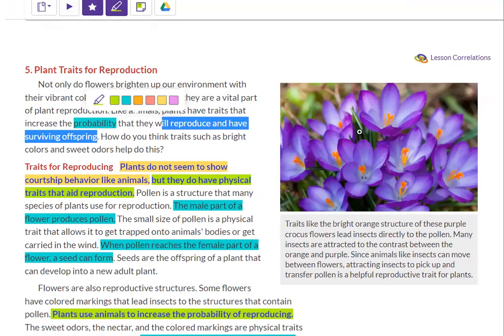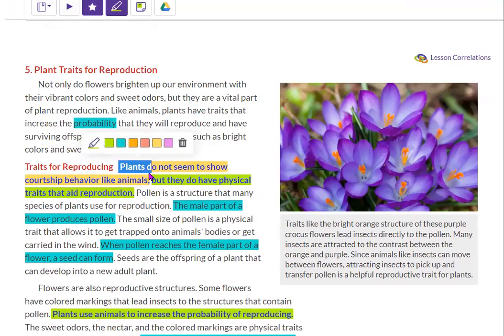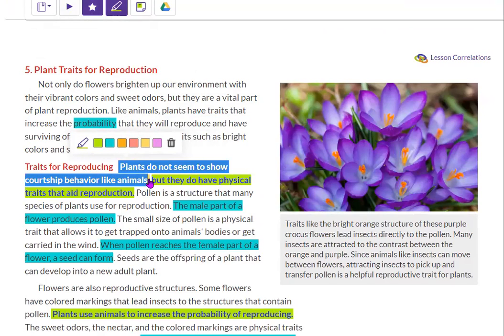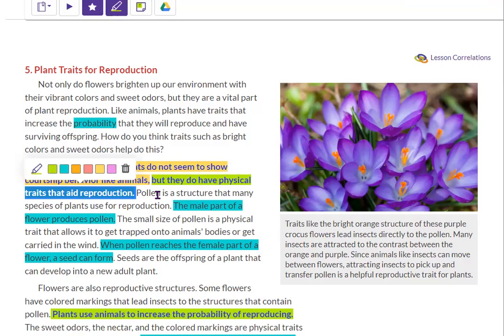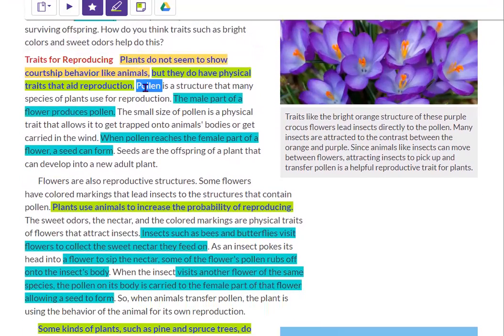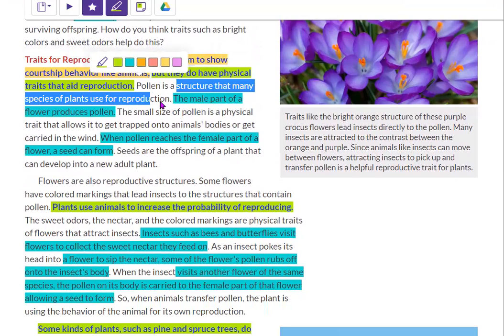And so plants are organisms and they actually reproduce as well. They don't seem to show courtship behavior like animals, because they're not going to fly to another flower. They don't have feet, right? But they do have physical traits that aid in the reproduction. So pollen, right? Some of us are allergic to pollen. Pollen is a structure that many species of plants use for reproduction.